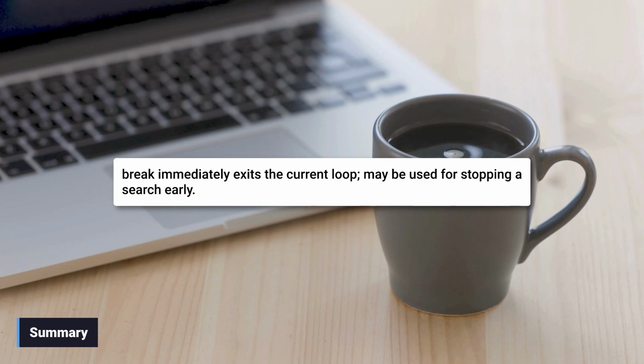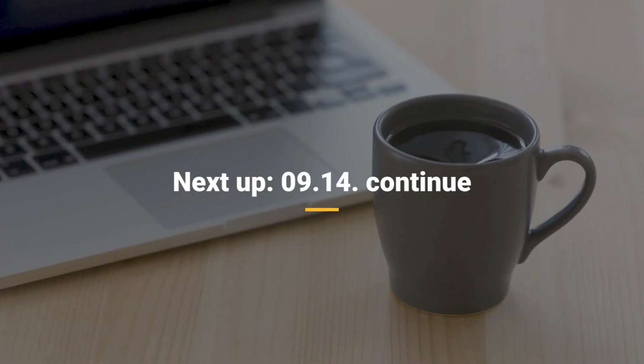To summarize, the break statement is a powerful tool for efficiency and handling conditions that require immediate termination of a repetitive task. While break stops the loop entirely, sometimes we only want to skip the current item and move to the next. Our next lecture, 09.14: Continue.